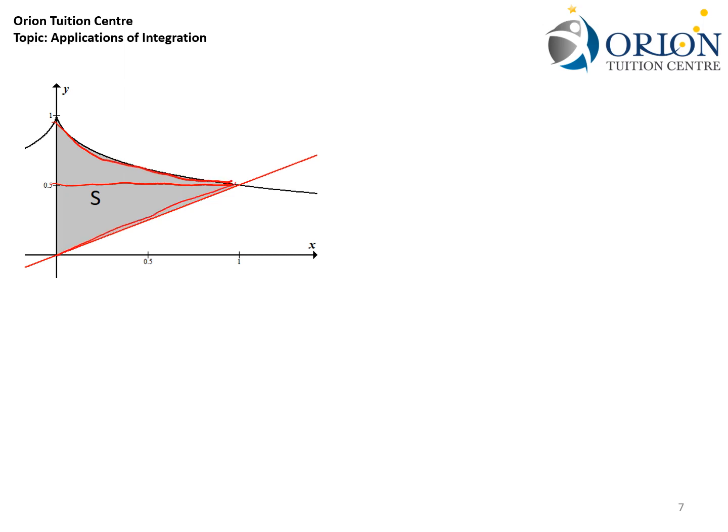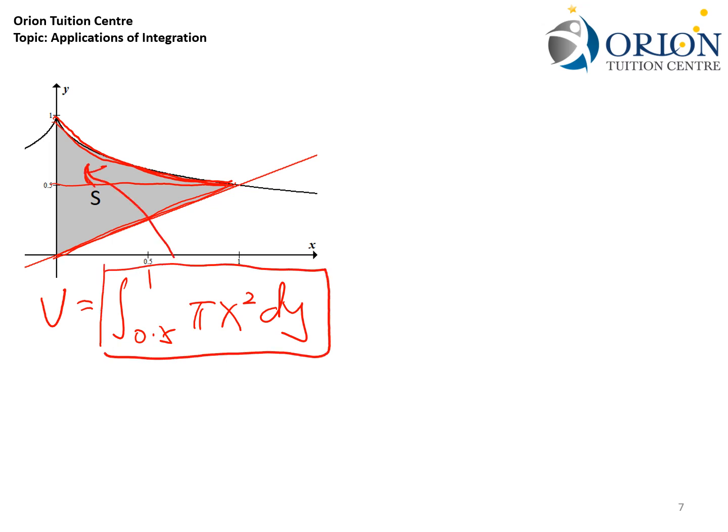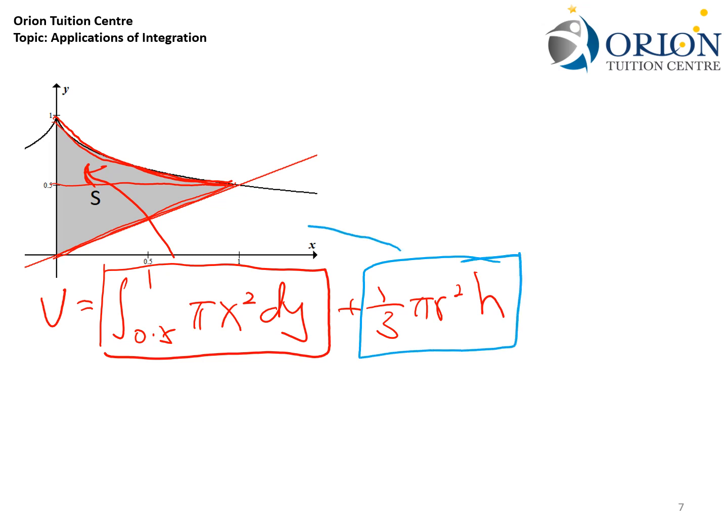So the volume of region S when it is revolved about the y-axis is simply the volume of the curve when it is revolved about the y-axis plus the volume when the straight line is revolved about the y-axis, which is basically just a cone. Therefore, we can find out the volume of this very easily using V equals the integral from 0.5 to 1 of pi x squared dy, which gives us the top part of the volume, plus 1/3 pi r squared h, which is the volume of a cone for this bottom part over here.